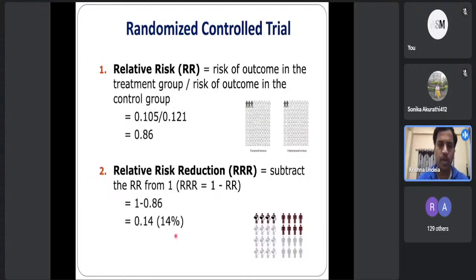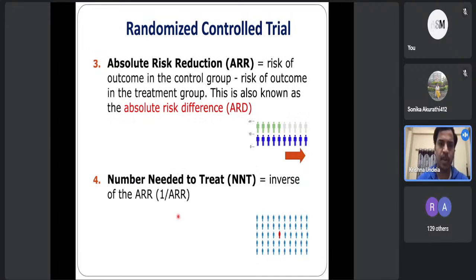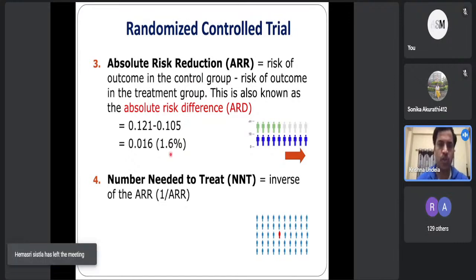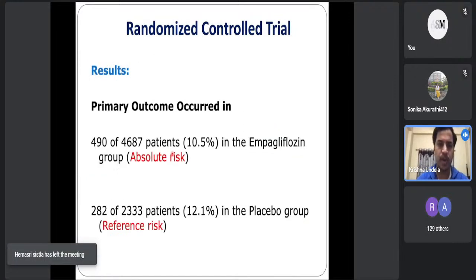What we got here, 14%, is relative. Relative means that when you assume the placebo is not having any effect at all, we can say the intervention is having around 14%. So relatively, it is a 14% reduction in the risk. But absolutely speaking, the difference between the treatment group and the control group is only 1.6%. The 1.6% we got here is nothing but the difference between these two percentages.